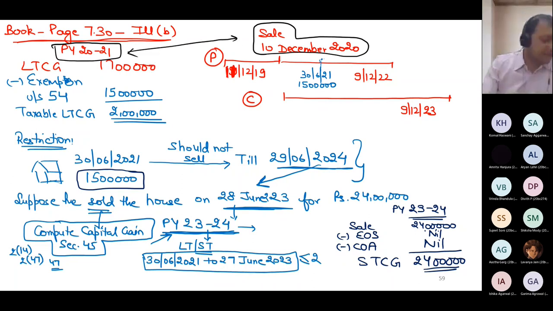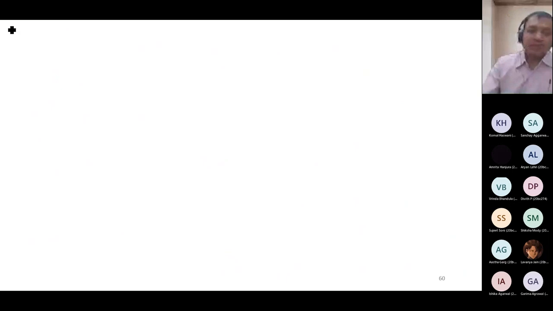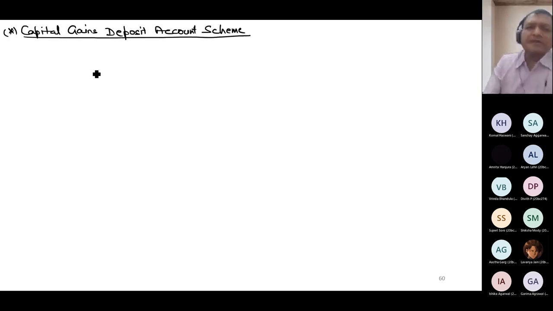Let me show the next screen. Deposit scheme. So this is within the same section. It is the capital gains deposit account scheme. Just think carefully. Same example, just think carefully. What is happening? There is a date.